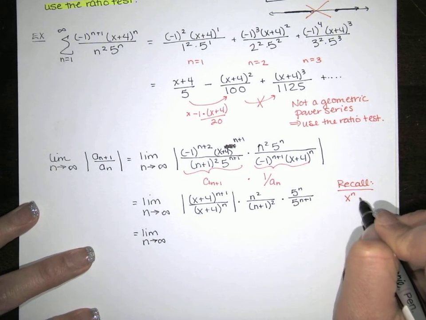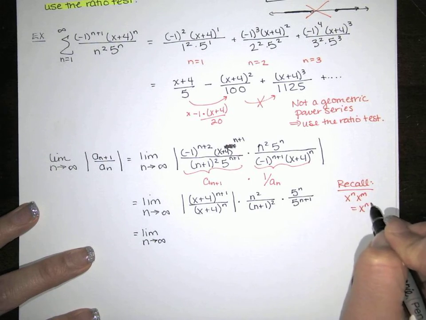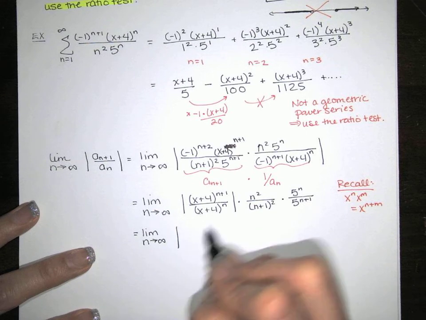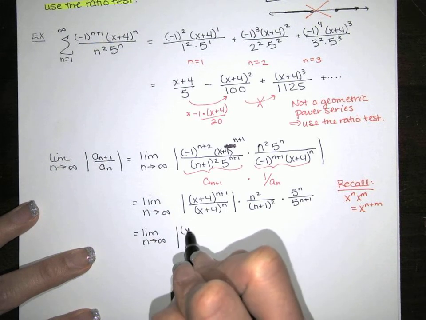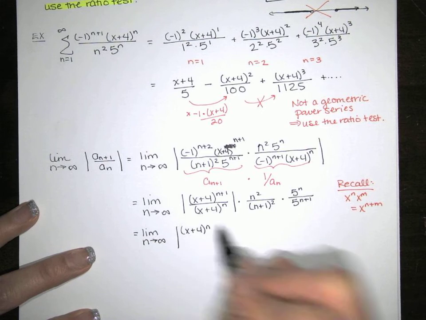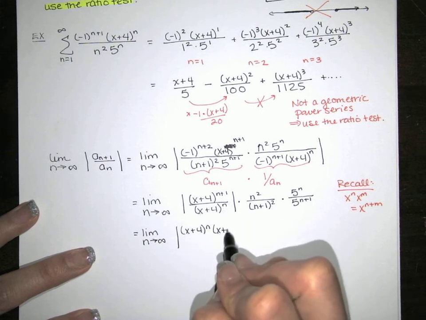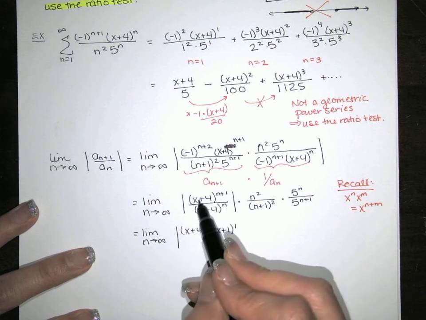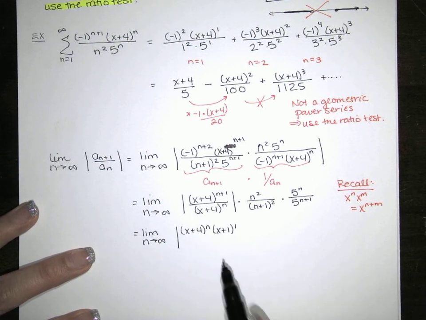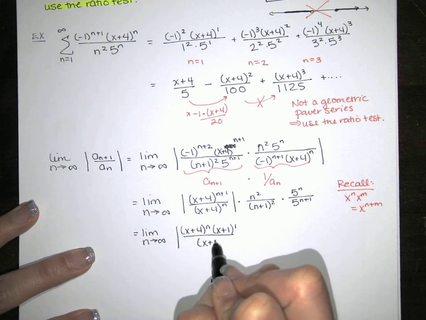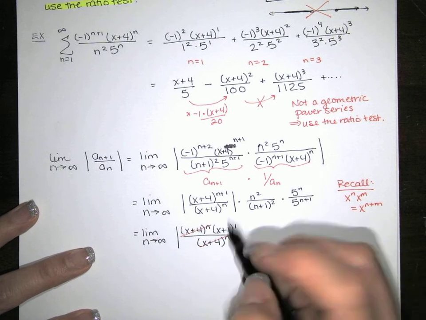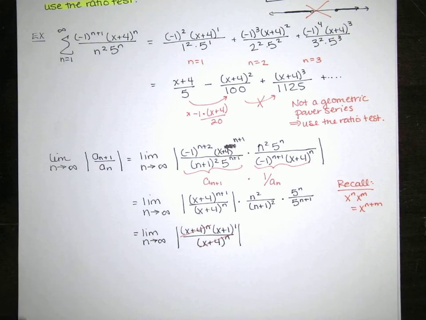If you have x to the n times x to the m, you just add those exponents together. That also works backwards. So I can call this x to the n, or x plus 4 to the n times x plus 4 to the first, using that rule in reverse. So I have a sum up here. It's x plus 4 to this power times x plus 4 to that power. And that's convenient because this reduces with this now. So those are gone. Now over here, there are lots of different ways you could simplify this.